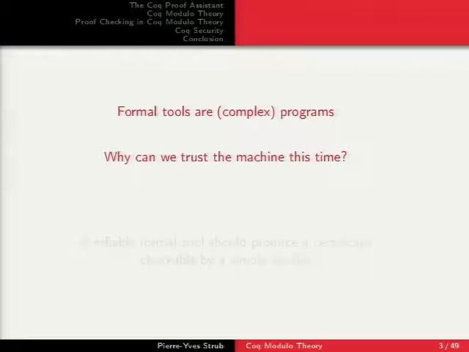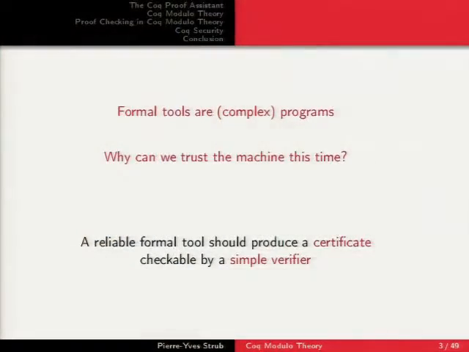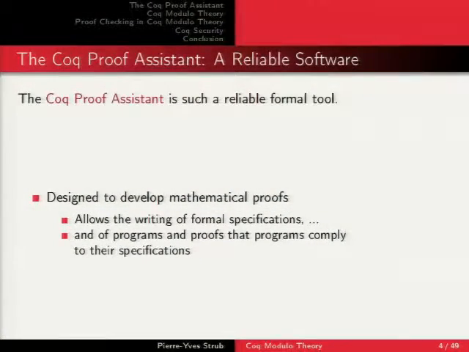And the idea here is that formal tools are complex programs too. So why should I trust the machine this time when I'm using a formal tool, since I don't trust the machine for my other complex programs? And so the idea is that you want your formal tools to produce either a certificate that you can check in a simple verifier, or to be small enough to be read and trusted, like no more than 5,000 lines of code. And the Coq Proof Assistant is such a reliable formal tool.